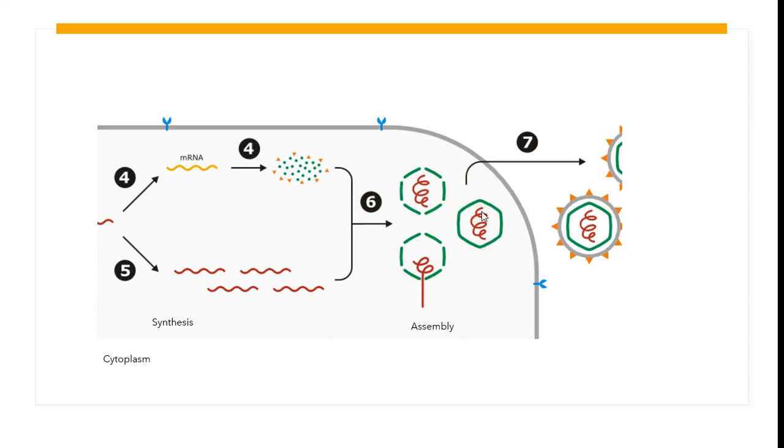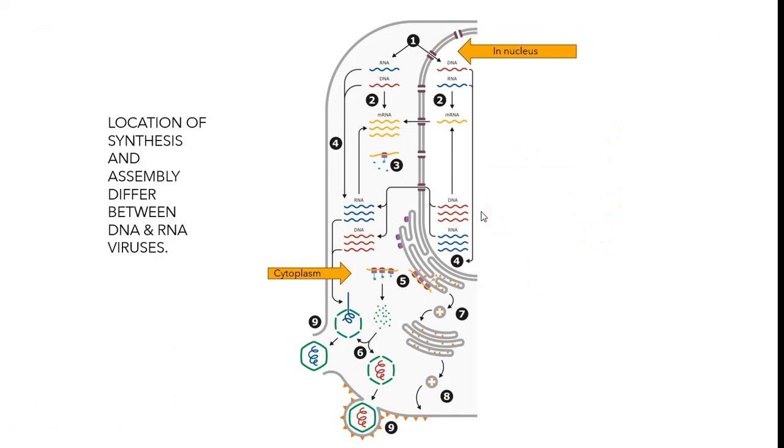So let's go one more slide and look a little bit closer here at this, because it is going to vary between DNA and RNA viruses. I know you're thinking, well, it's already varying between animal and bacteria. Yep, but now in animal viruses, because think about where DNA is kept in a eukaryotic host cell. DNA is kept in the nucleus. RNA is in the cytoplasm. So the synthesis and assembly are going to vary between DNA and RNA viruses.